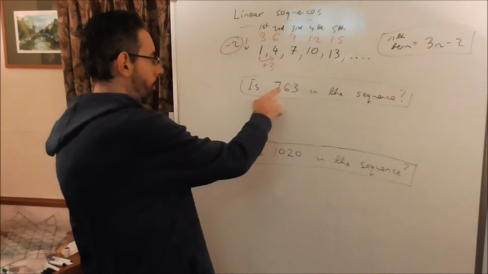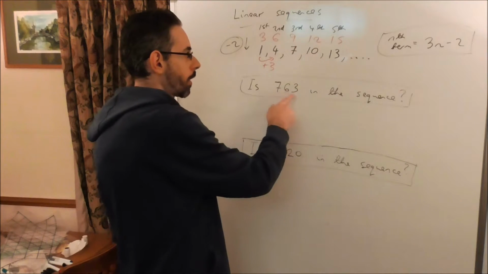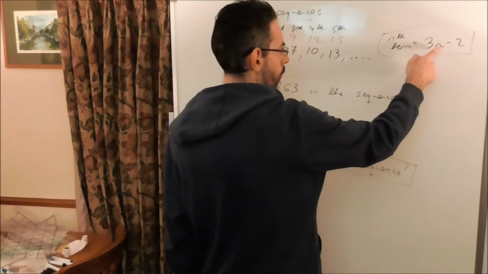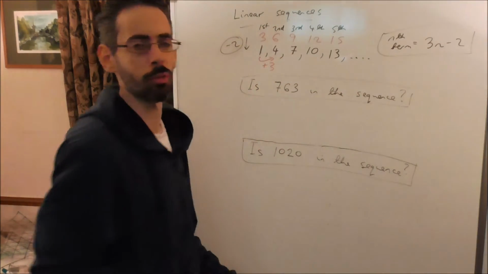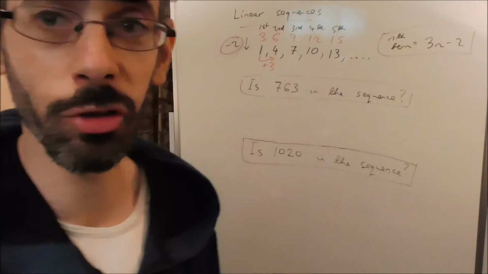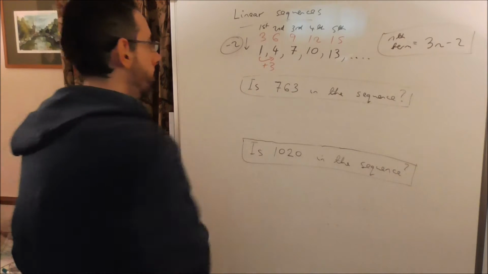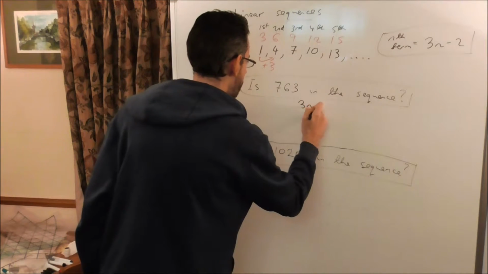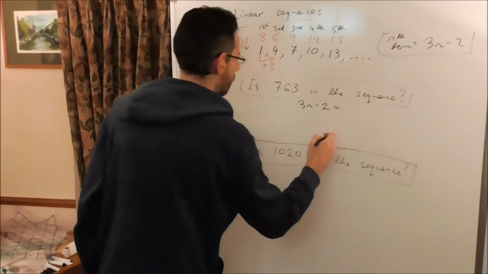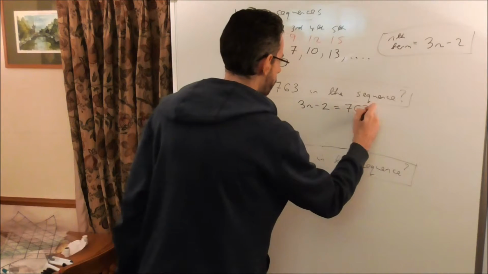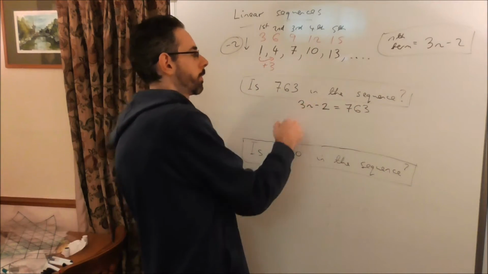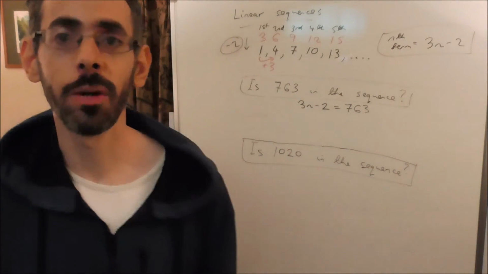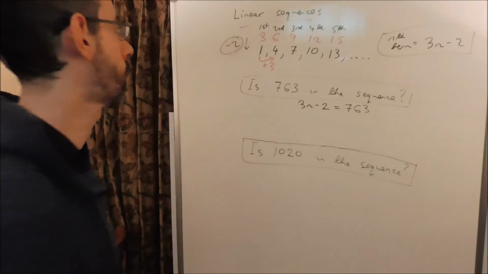Now for 763 to be in this sequence, there'd have to be a position number, a whole number, that you could put into this formula and get the answer 763. But is that possible? Well, let's assume it is possible. Let's assume that 3n minus 2 can be 763. Let's find what that number would have to be. In other words, let's solve the equation to find out what n would have to be to get the answer 763.